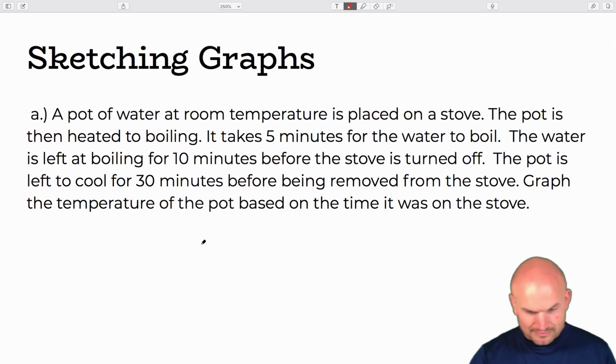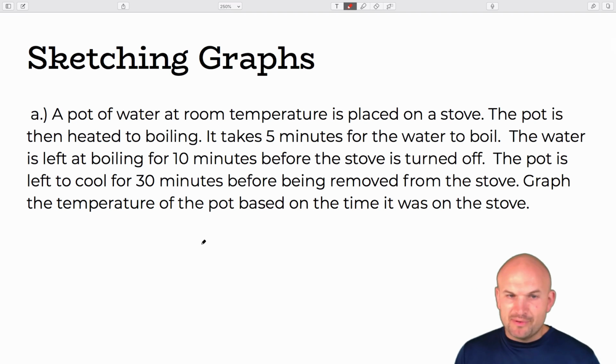The punctuation and everything else might not be exact, and I do apologize to all of my English teachers for that. But it says a pot of boiling water at room temperature is placed on a stove. The pot is then heated to boiling. It takes 5 minutes for the water to boil. The water is left at boiling for 10 minutes before the stove is turned off. The pot is left to cool for 30 minutes before being removed from the stove. Graph the temperature of the pot based on the time it was on the stove.